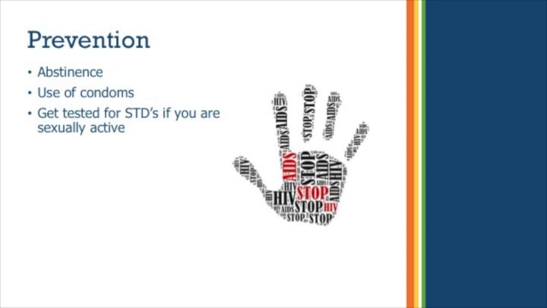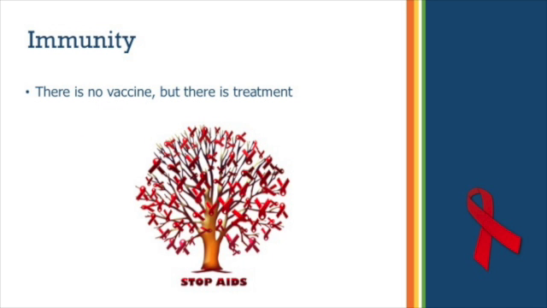In order to prevent HIV, abstinence is recommended or the use of condoms. Another suggestion is getting tested for STDs if you are sexually active. It is better to know early to get treatment than to know when it's already too late. There is no vaccine yet, but there is treatment, the antiretroviral therapy that slows down HIV replication.